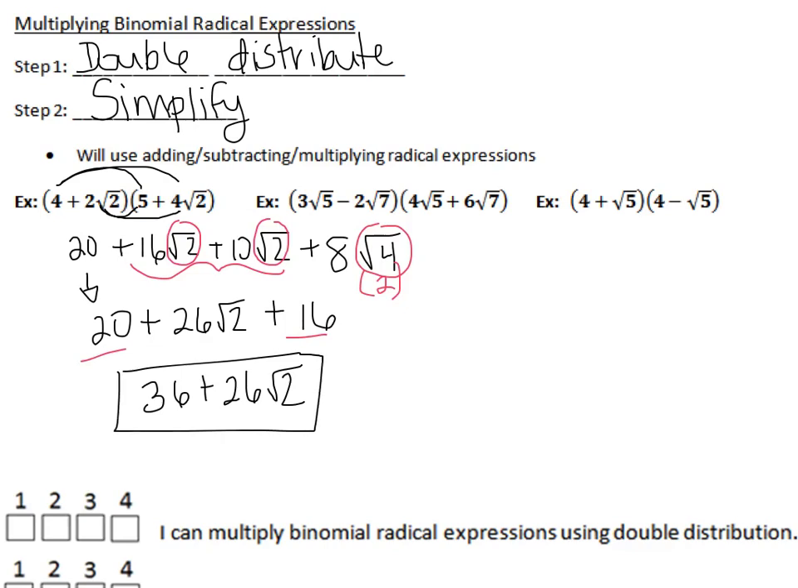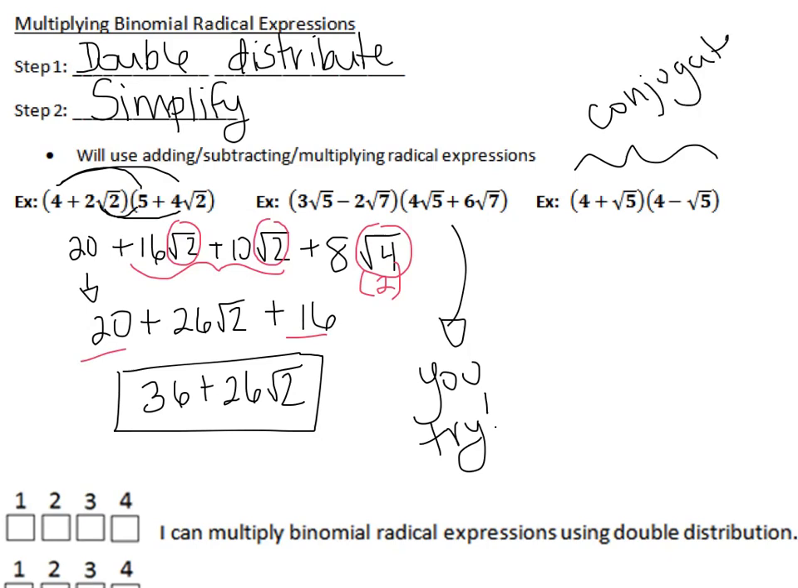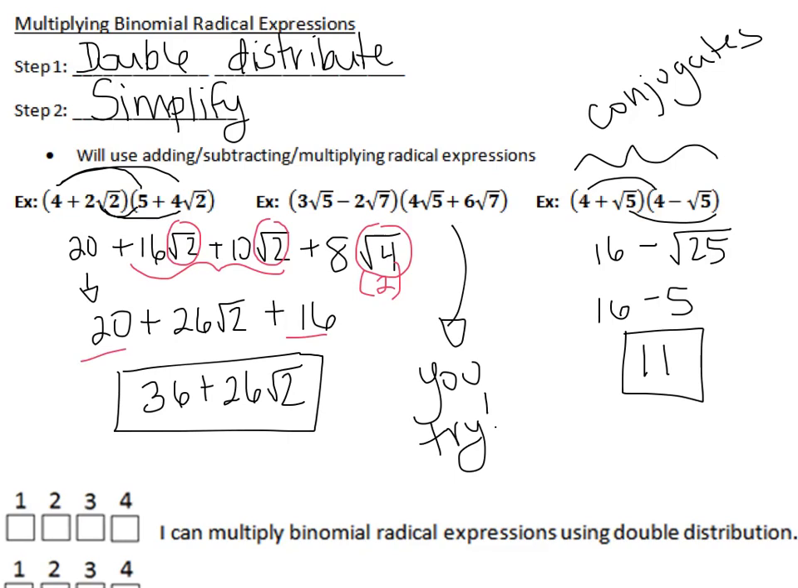You guys go ahead and try this middle one. And I'm going to do this last one because hopefully you notice that these are conjugates. Multiplying conjugates is much easier than multiplying regular binomials because instead of doing all of FOIL, we just have to do Florida. So first term times first term is 16, and last term times last term, minus the square root of 25. And I know the square root of 25 is 5, so 16 minus 5, my answer is 11.